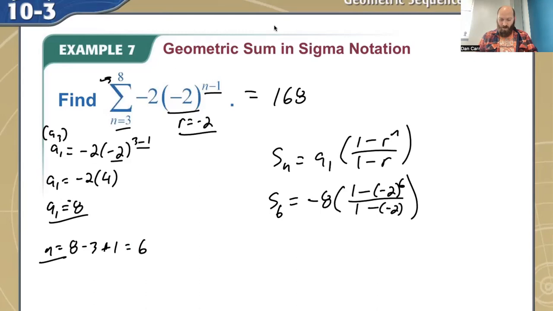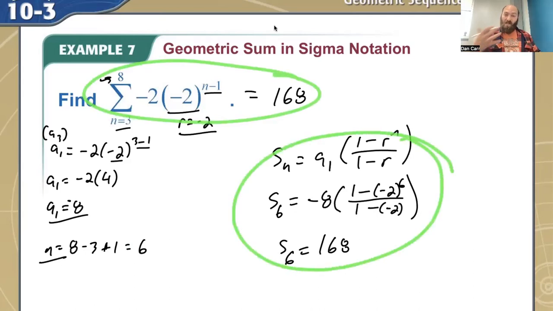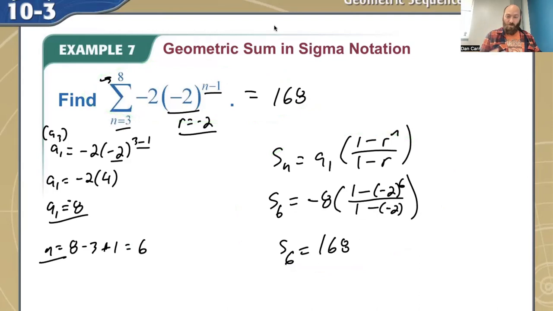So 1 minus in there. Just plugging this all in my calculator as is. So I've got 2 to the 6th and -8. So when I plug that in my calculator, I get the sum of the 6 terms as 168. So again, just making that connection between the sigma notation and my sum formula. We're telling the same thing in there. So your calculator is basically doing that formula all on its own.